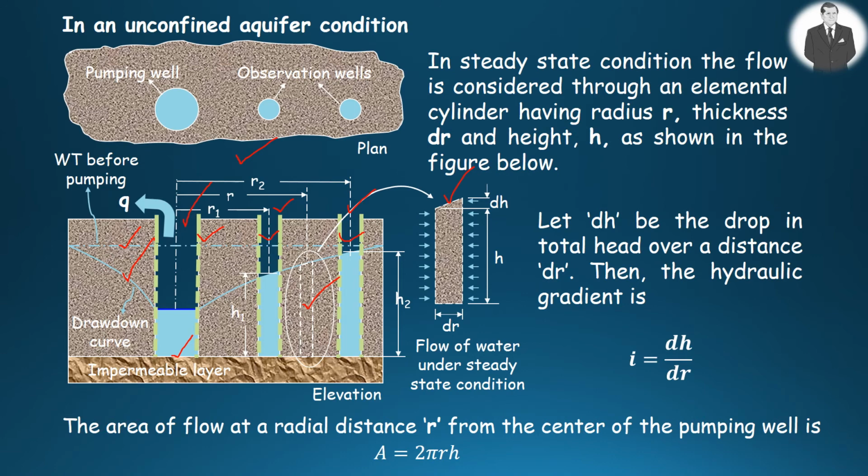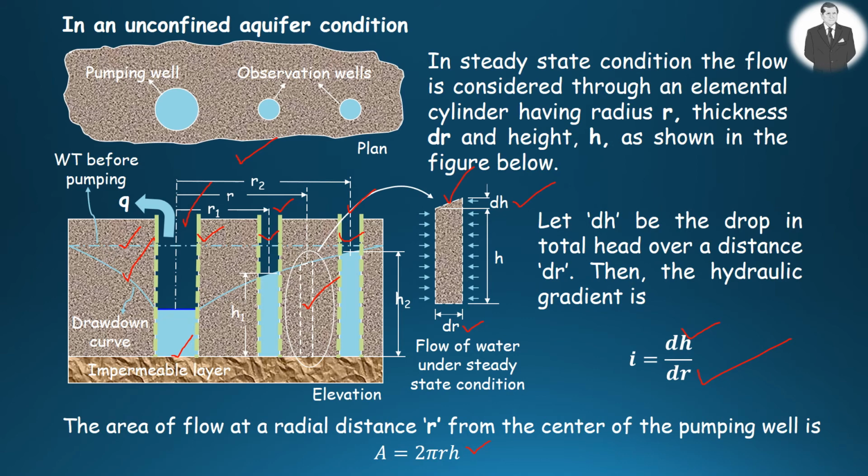Now let the dh be the drop in total head over a distance dr. Then the hydraulic gradient can be defined as a ratio between dh over dr. The area of flow at a radial distance from the center of the pumping well can be given as 2 times pi times r times h.